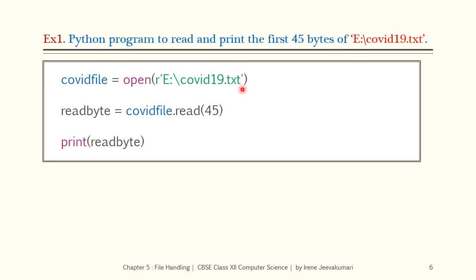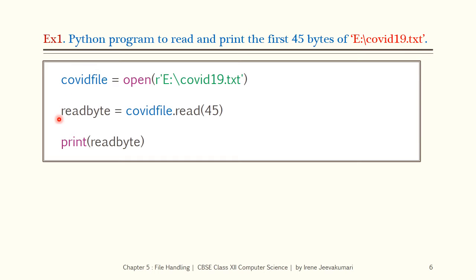Now let us consider the next argument, which is the file mode. When file mode is not provided, the default mode, read mode, will be considered as the file mode. So the open function opens the text file covid19.txt from eDrive in read mode, the default mode, and attaches it to a file object covid file. And also the open function creates the file pointer and places it in the beginning of a text file. So now using this file object or file handle only, we are going to do the reading or writing operation.